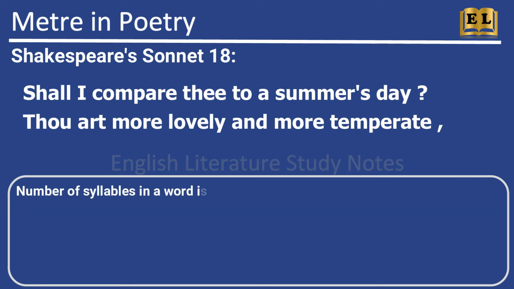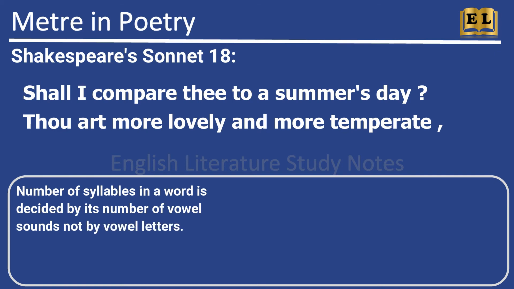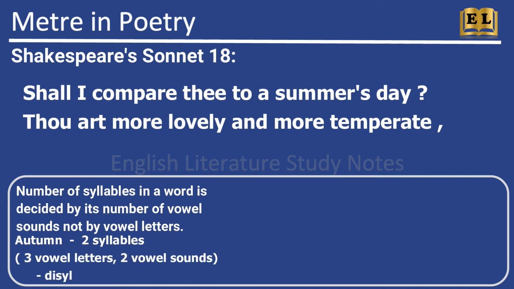The number of syllables in a word is decided by its number of vowel sounds, not by vowel letters. The word autumn has 3 vowel letters but has 2 vowel sounds. So it is a disyllabic word. Flower has 2 syllables. Thought has 1 syllable.